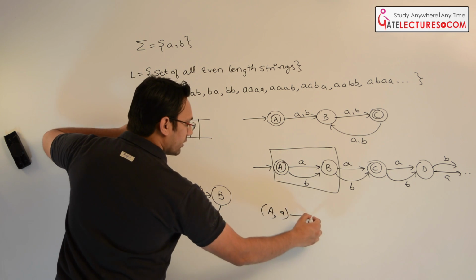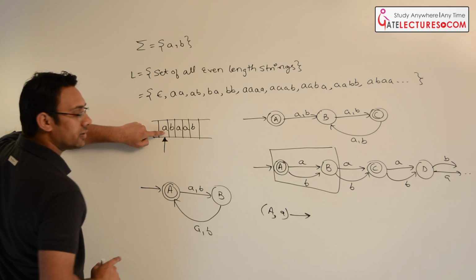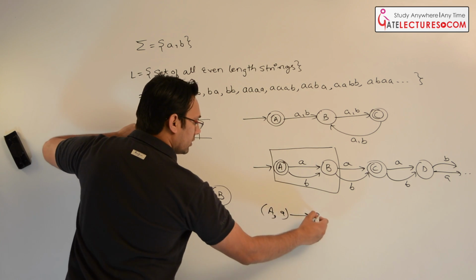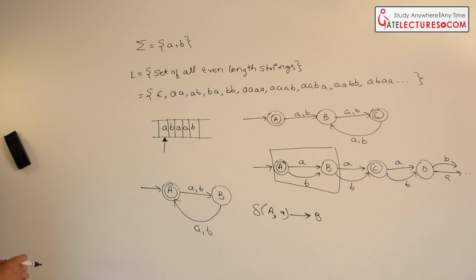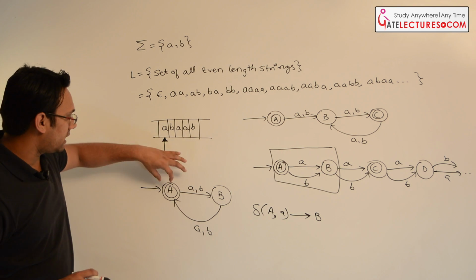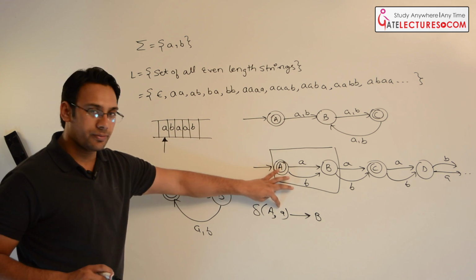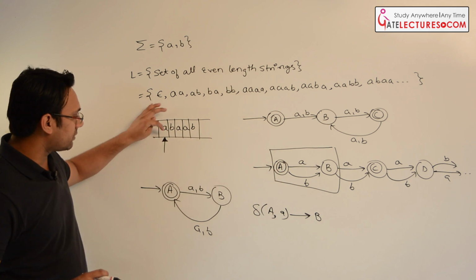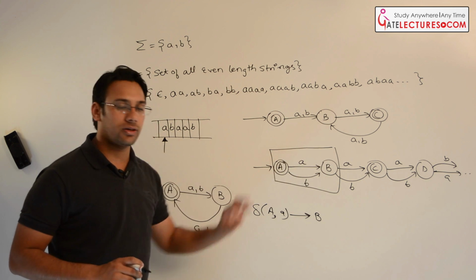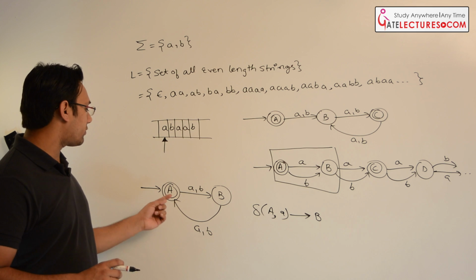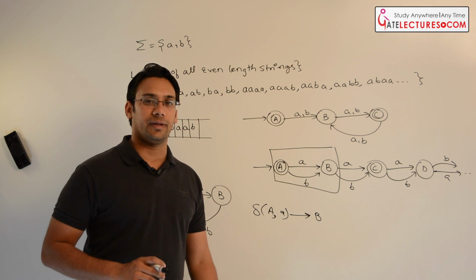After reading the symbol A, we are making a transition from A to state B. This is called a delta function, which is the transition function. It says that if we are at any state and we read a symbol, then after reading the symbol, to which state are we going? So from state A, after reading the symbol A, we go to state B.